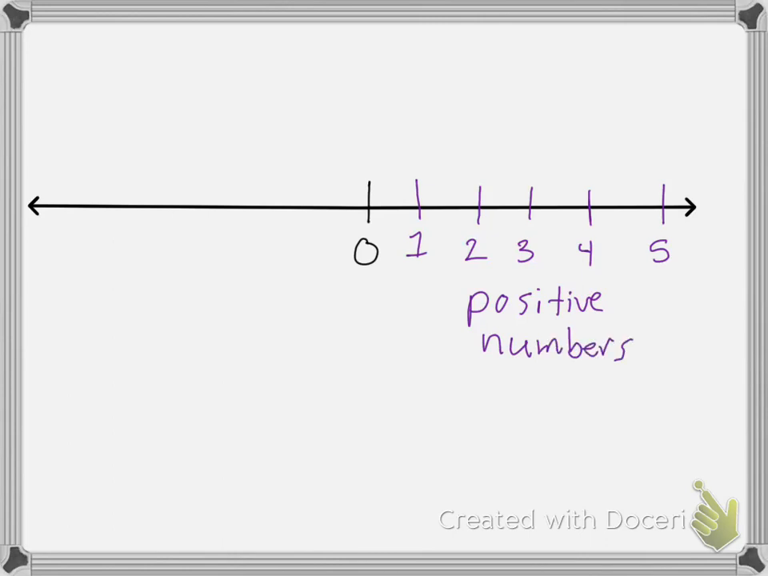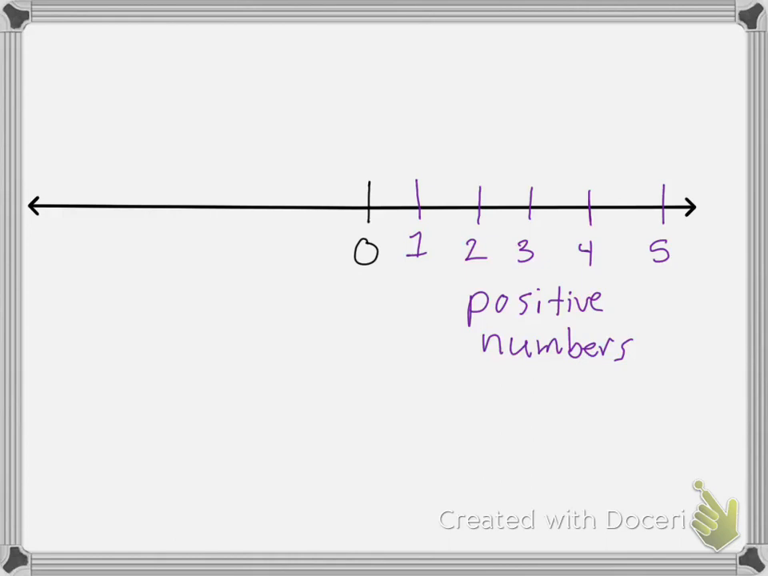Okay, so we're going to now make marks to the left of the 0. These numbers are called negative numbers. And you want to use the same object to make equal spaces. So we go to the left beginning at 0. And it's kind of like we're walking away from 0.